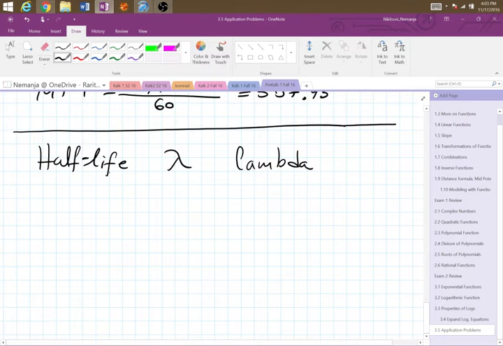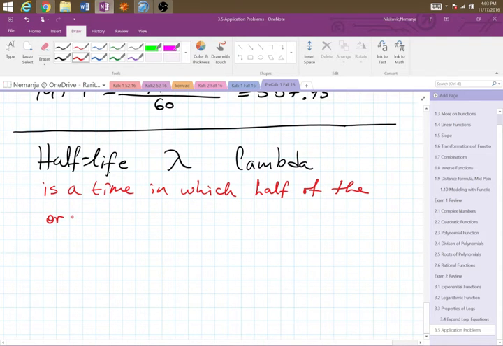All right, so now I'm going to write the definition for half-life. You need to know this one, otherwise you're doomed. Half-life is a time in which half of the original mass decays.